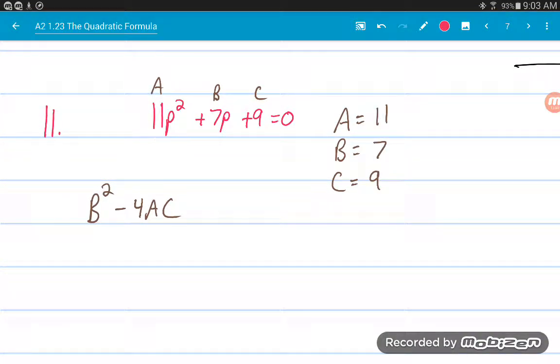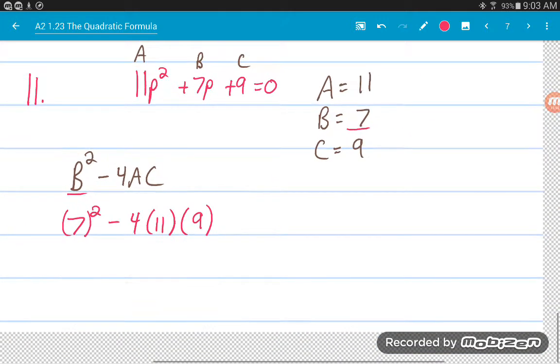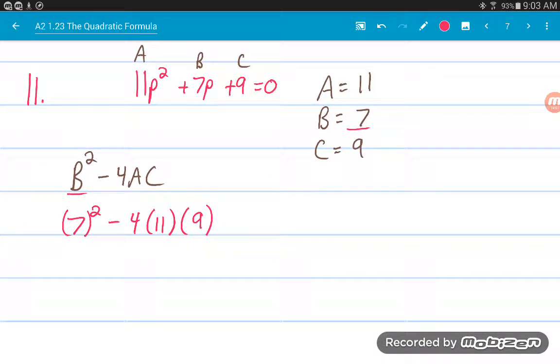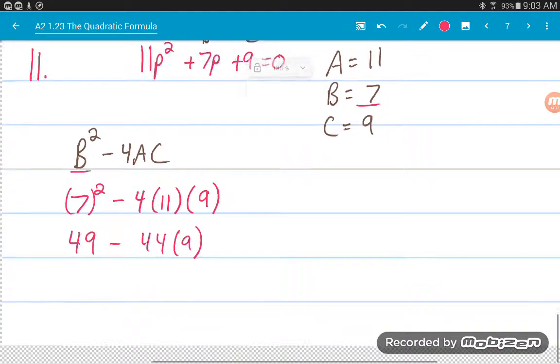All we're going to do is plug in. So b squared, remember b is 7, so I've got 7 squared minus 4 times a, which is 11, times c, which is 9. You can plug this into your calculator exactly as is. As long as you use parentheses, you will get the correct answer. But I'm going to do it piece by piece because I like doing math on paper and math in my head more than I like using the calculator. So I've got 49 here minus 44 times 9.